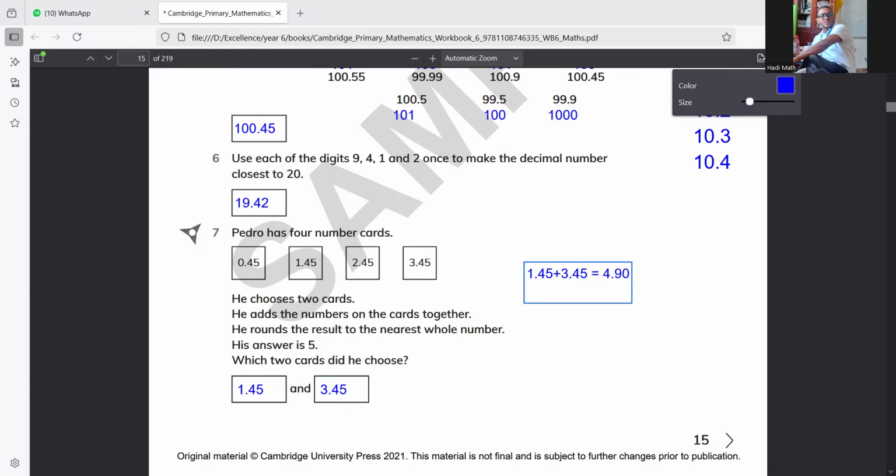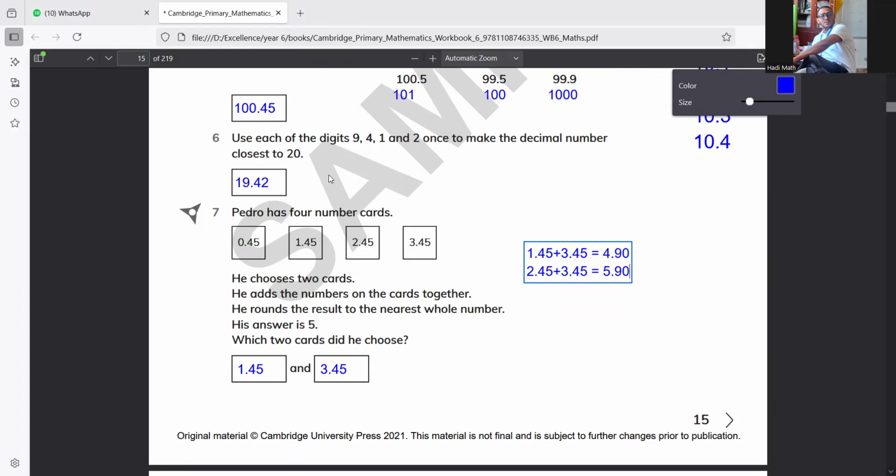But some people make the mistake and think of 2.45 plus 3.45. When you add them together, they give you 5.9, and 5.90 to the next whole number gives you 6, not 5. So the correct answer is 1.45 and 3.45. Okay, that's all for this part. See you next time, and goodbye.